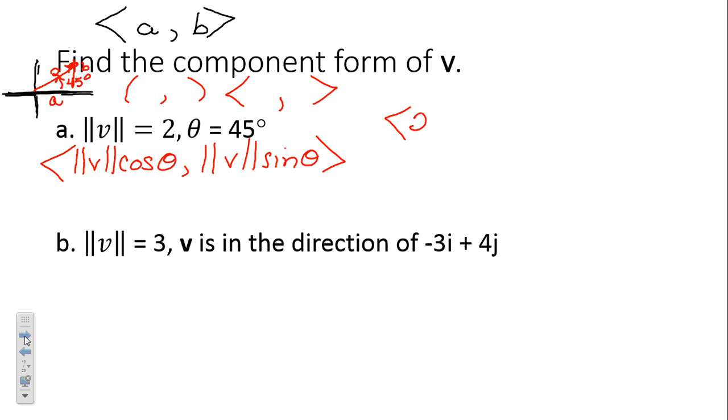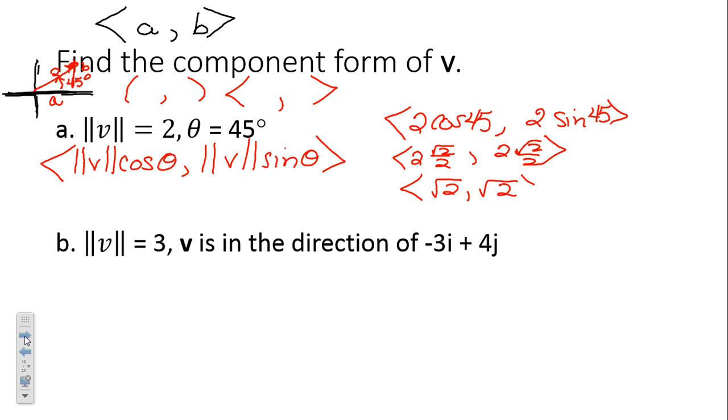So this will be 2 times the cosine of 45, and then 2 times the sine of 45. We know off the top of our heads the cosine of 45 is square root of 2 over 2. So 2 times the square root of 2 over 2. What's the sine of 45? Square root of 2 over 2. The 2 over 2's cancel. We get the square root of 2 and the square root of 2. That's the component form of a vector with magnitude of 2 at a 45-degree angle. Questions you have on this one? Just plugging them into that formula. So far, so good?